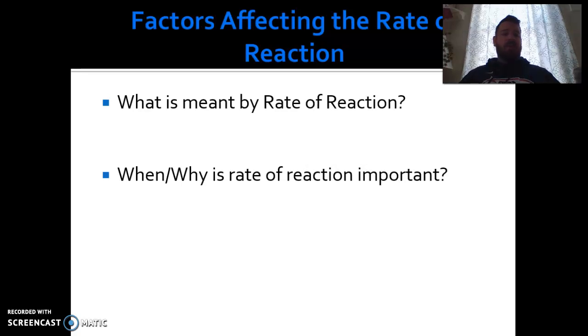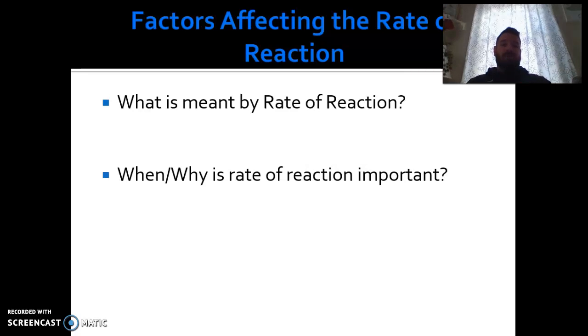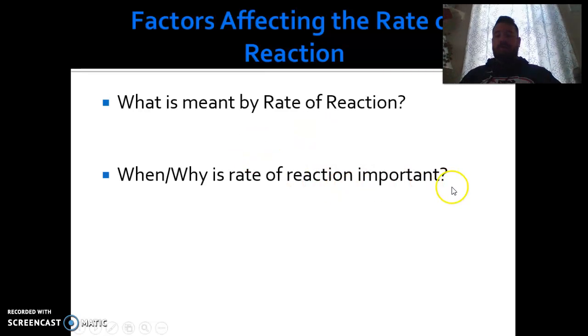Same thing with a lot of other businesses and industries. The faster we can do anything, the more we can do of it, and the more productive we can be, and the more money we can make to make sure our businesses are viable. Okay, so that is why rates of reaction are so important.